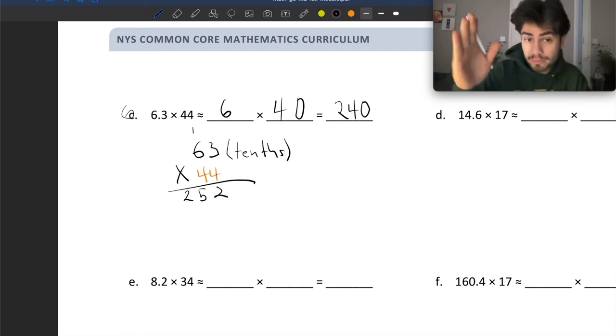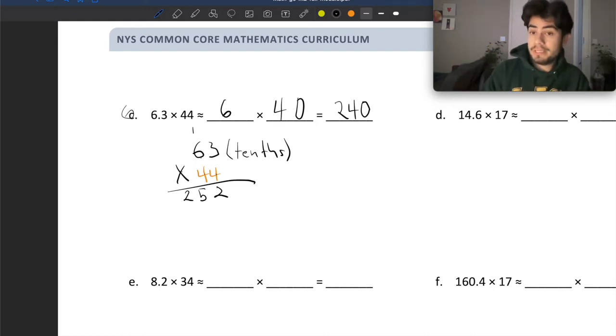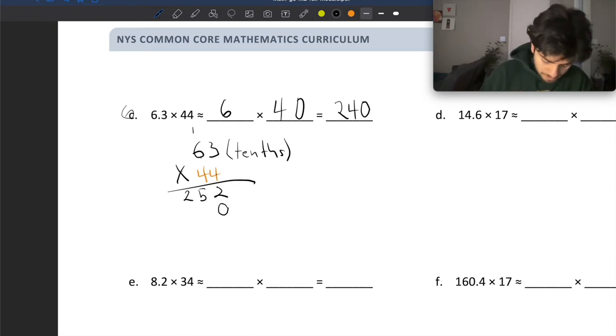Now we're going to move on to the 4 tens, which is 40. Now in 40, you have a 0. Where is the 0 here? Well, that 0, we are going to place it down before we multiply. And now we can start. Same process, 4 times 3 gives me 12. Carry my 1, write it over. 4 times 6, 24, plus your 1, you get a nice 25.